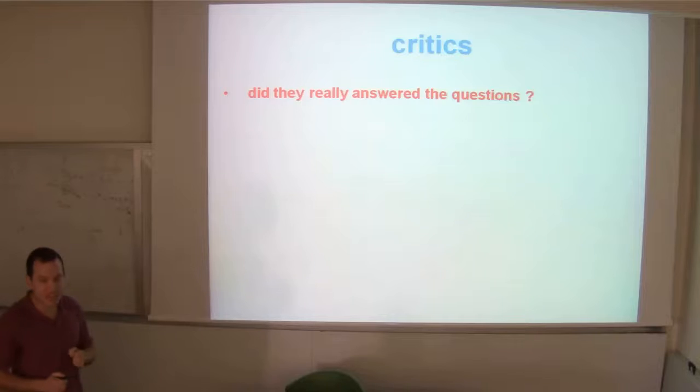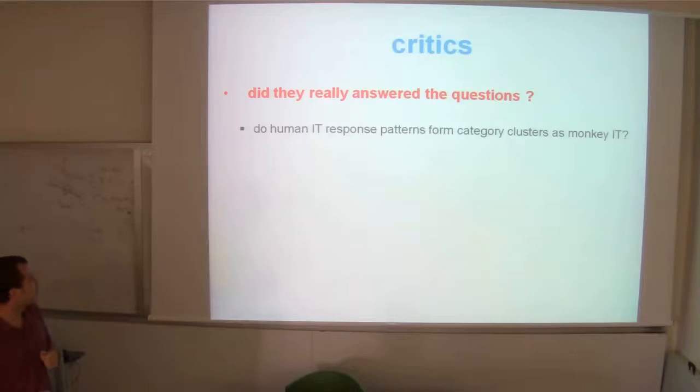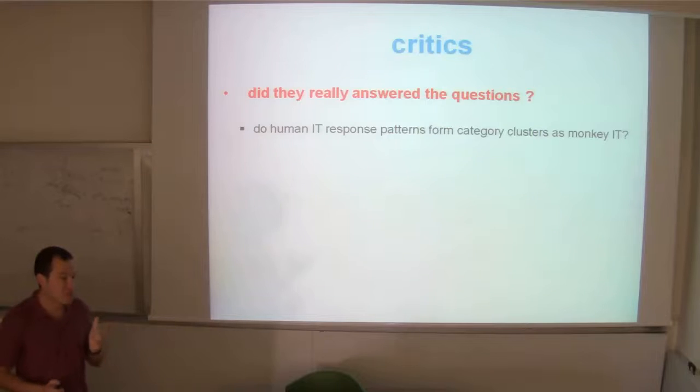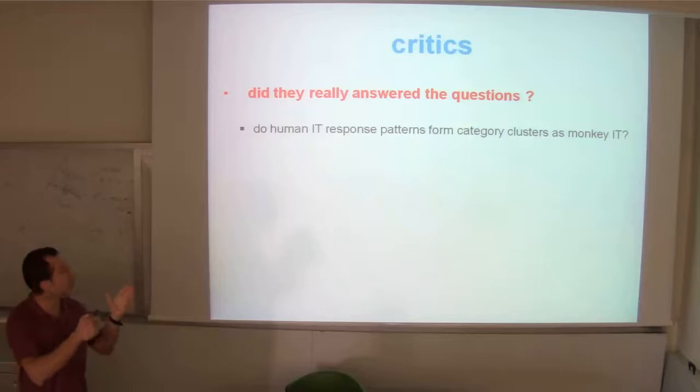So now to some of the critiques that I personally have. Maybe you will not like some of them. Did they really answer the questions? Do human IT response patterns form category clusters as monkey IT does? Well, yes, according to their method, this is correct. But the question is, can I really compare fMRI representation, where each voxel has more than 1 million neurons, to single cell recording? It's a hard question. If they are just looking at the correlation, then it's true. But I don't know if in other cases it will be correct, if I just record from a single cell, whether it will be the same result.